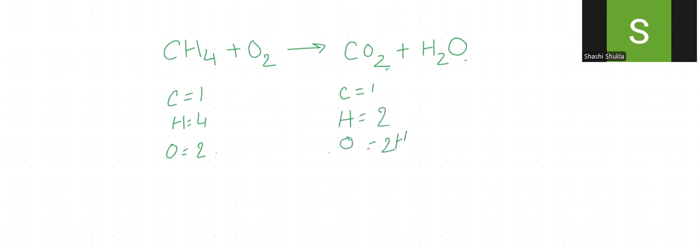Okay. Now let's see if it's balanced. C 1 and 1, both LHS and RHS are the same. Good. Hydrogen 4 on the left, 2 on the right, so not balanced. Oxygen 2 on the left, 3 on the right, not balanced. Okay, so now let's balance. Let's start with H. If you have more than one element that is not balanced, start with the one with the max number. So let's start with H.